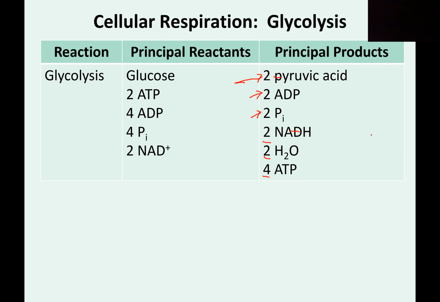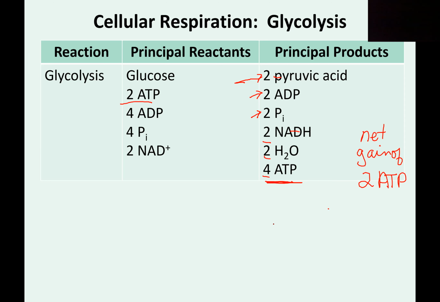Note over to the right, there's only a net gain of 2 ATP because we start with 2 and use them, and we generate 4. So you're only getting 2 new ones because you used 2 to start with.